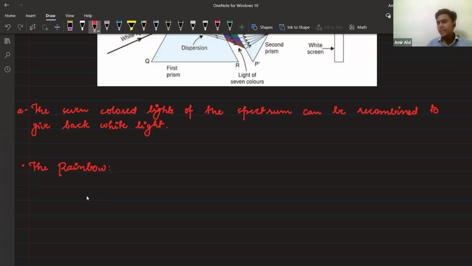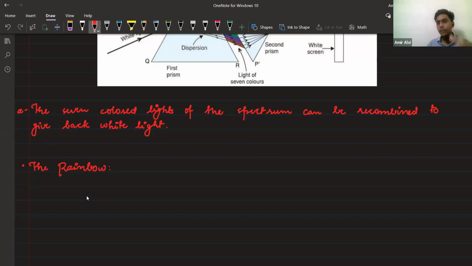Okay, the second place where you can see a rainbow: you've heard about waterfalls, Niagara Falls, and there are multiple falls. Waterfalls are there in India itself and in other regions of the world.